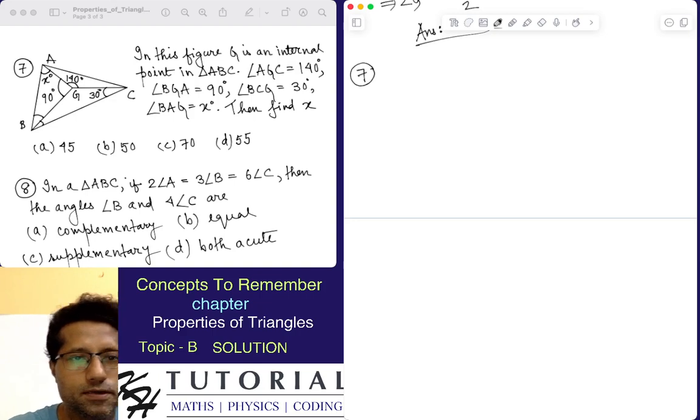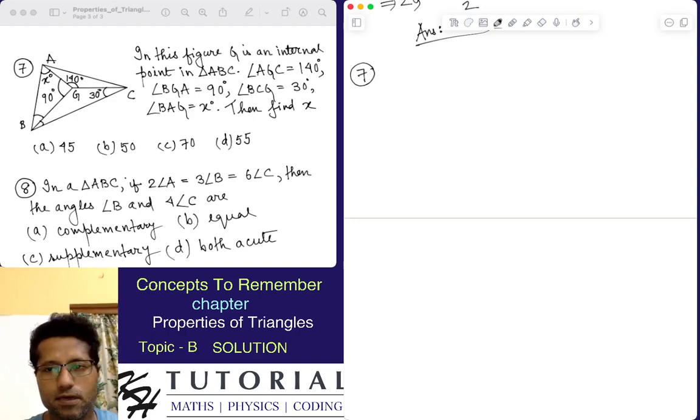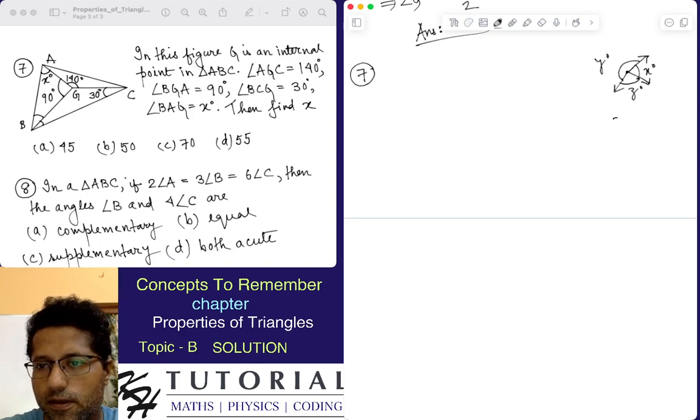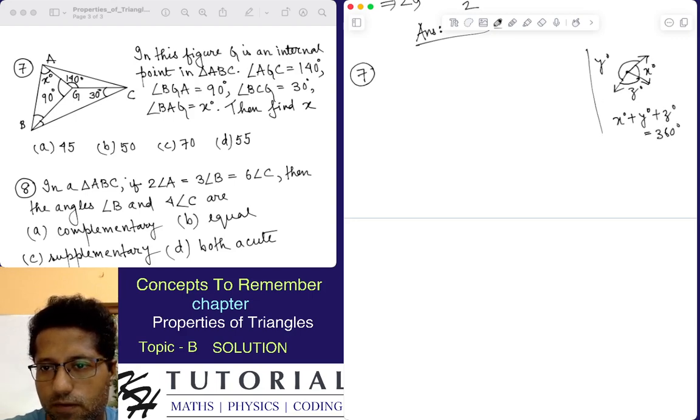First of all, one more thing is that the sum of all the angles around a point, let's say if you have a point like this, and if you have some angles like this, let's say this is x degree, and this is y degree, and this is z degree, then the sum of all angles around the point is always equal to 360 degree. We will have x degree plus y degree plus z degree equals 360 degree. We have to use this fact.